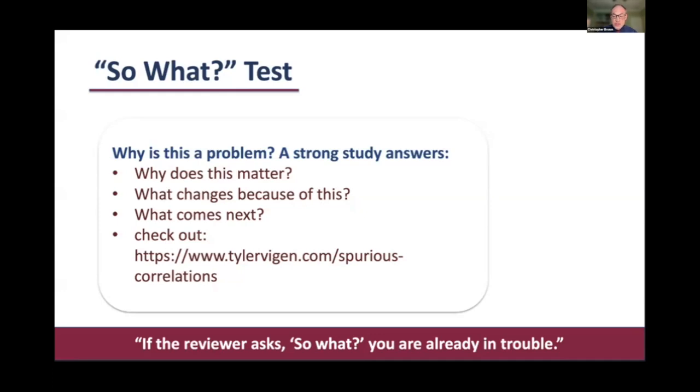Weak studies simply regurgitate results. Strong studies give context and explain impact.